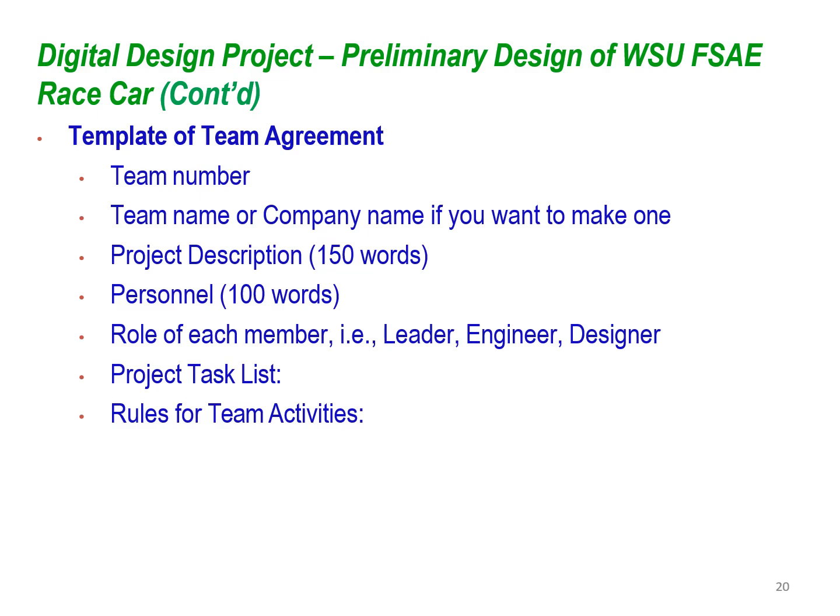The template for the team agreement should have the team number, the team name or company name if you want to make one, project description of about 150 words, the personal profile of about 100 words, the role of each member of the team, like the leader, the engineer, and the designer. The project task list should be listed, and the rules for the team activities should also be indicated.